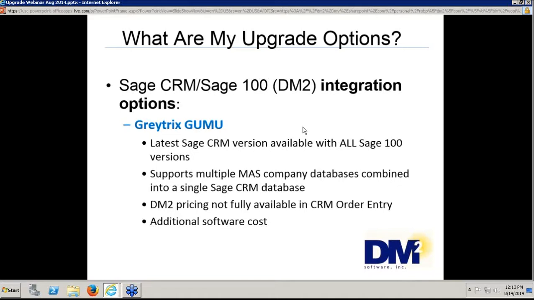The DM2 pricing is not fully functional in CRM order entry in Greatrix. I think it probably will eventually be in the pretty near future. If you have pricing that's based on warehouses and items, then that does carry through. But DM2 pricing, there's a lot of layers to it. It's been around for a long time, and not everything is working in Greatrix CRM order entry, but we are working on it, and it's a high priority. We have some important clients that are requesting this, so I think it will happen in the fairly near future.